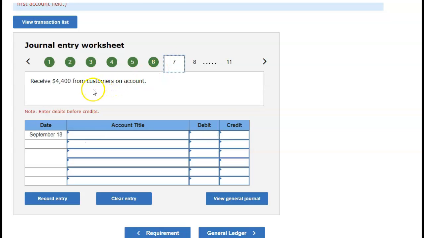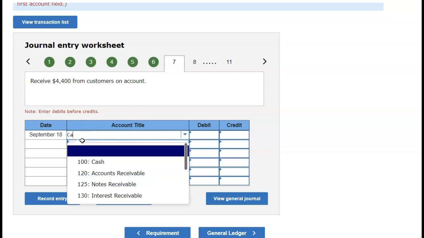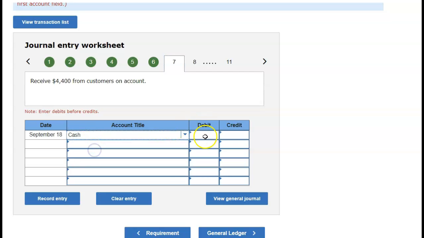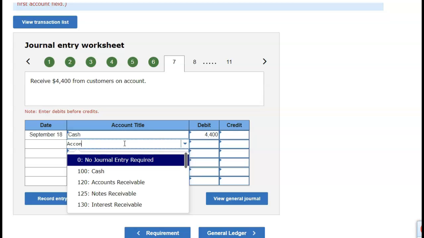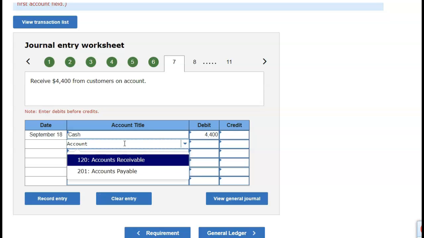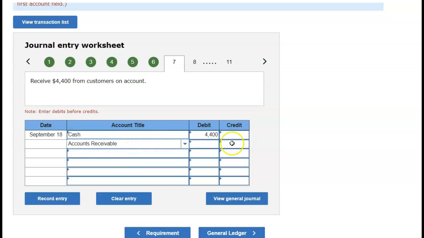Received $4,400 from customers on account. In this case, we got cash. Cash increases with a debit, $4,400. That means accounts receivable decreased because we're just collecting what they already owed us. Okay. We got lots of transactions.